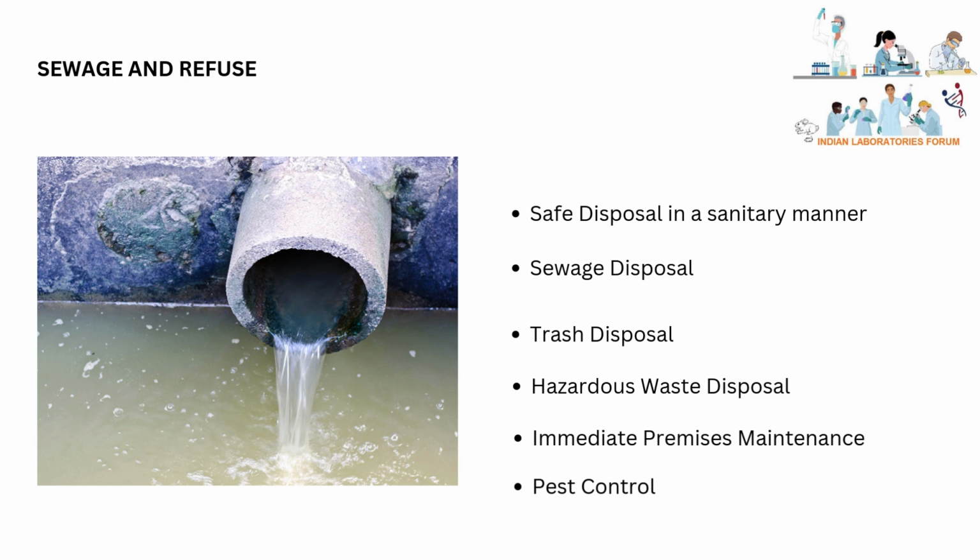Pest control. Implement pest control measures to prevent infestations that can result from improper waste disposal. Use traps, baits, and professional pest control services as necessary to manage and eliminate pests. Education and compliance. Educate employees on proper waste disposal practices and the importance of maintaining sanitary conditions. Ensure compliance with local, state, and federal regulations regarding waste disposal and sanitation.